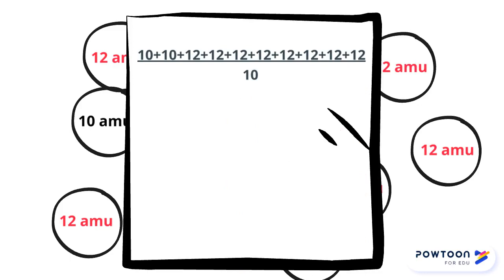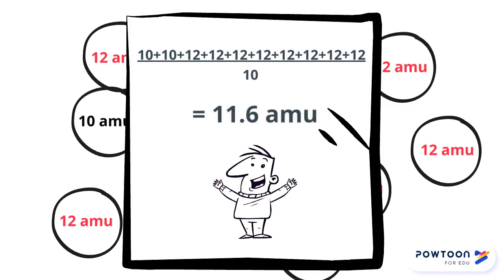So for our example, we could calculate the value by summing the masses of all 10 atoms, then dividing by the total number, which is 10. Our answer is 11.6. This does make sense because we know the two isotope masses are 10 and 12. And we also know that there are many more that weigh 12, so we would expect the result to be between 10 and 12 and closer to 12 than 10.